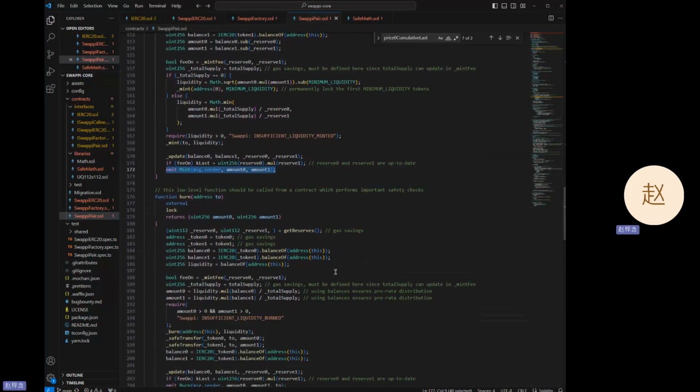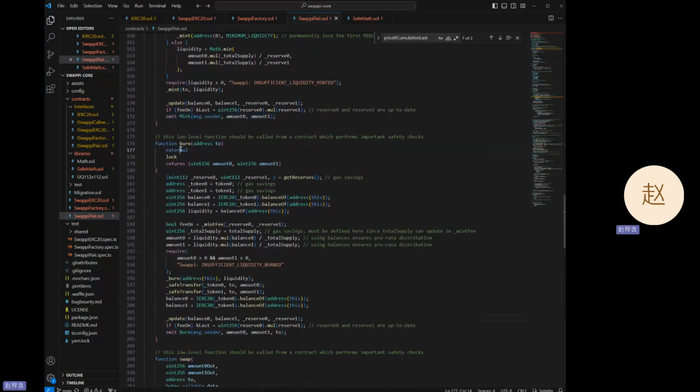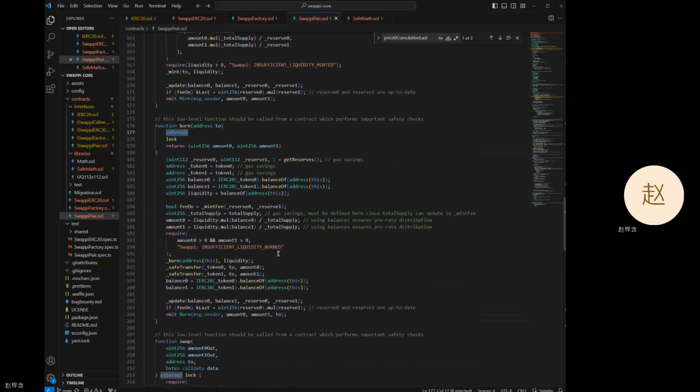So that's for mint. And burn is also external. First, similar to mint, we get reserve 0 and reserve 1, and token 0, token 1, and check the current balance and the liquidity.